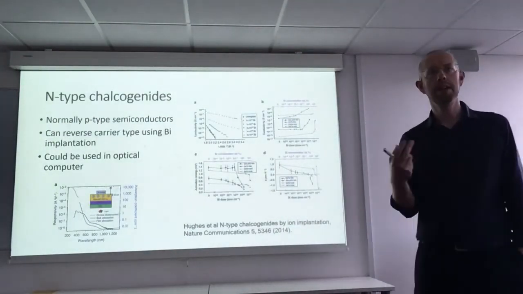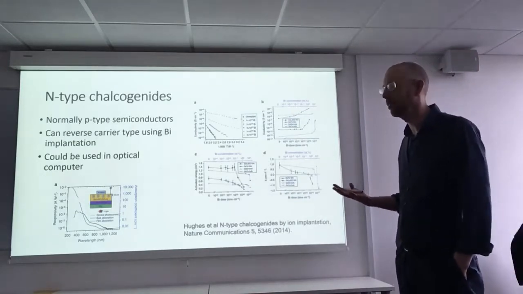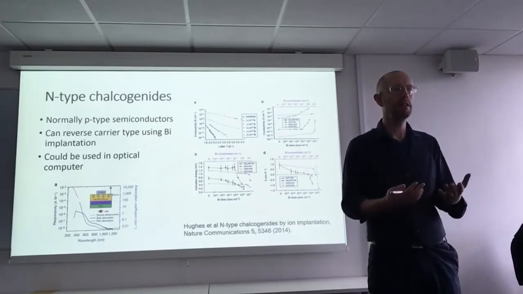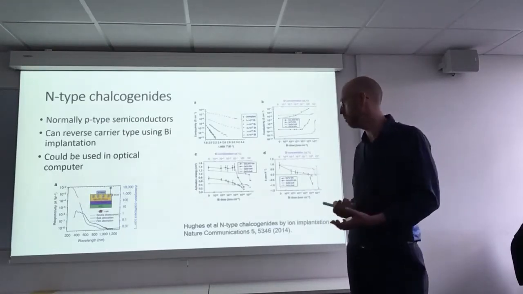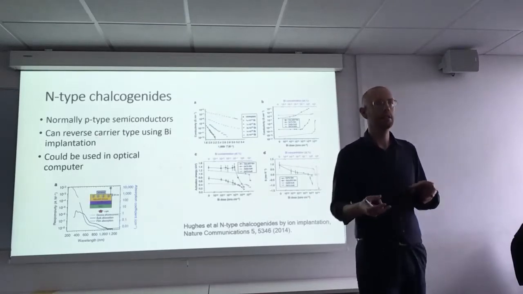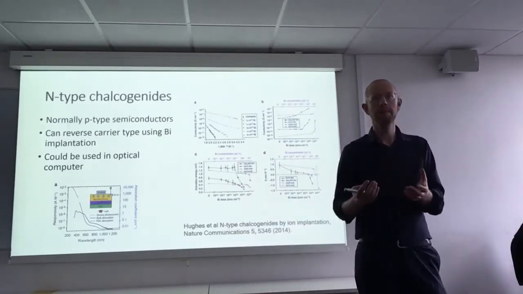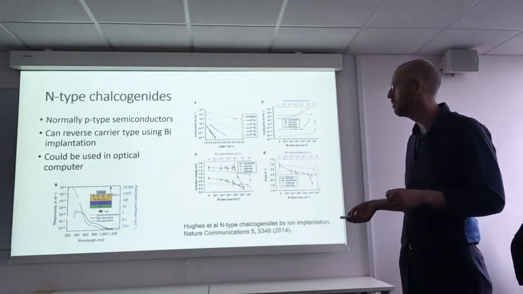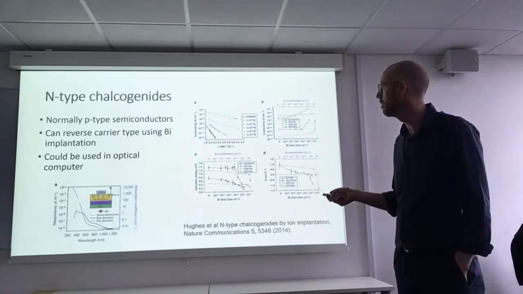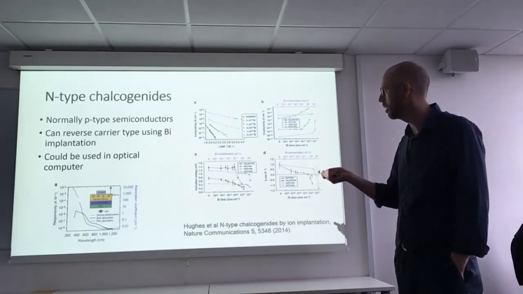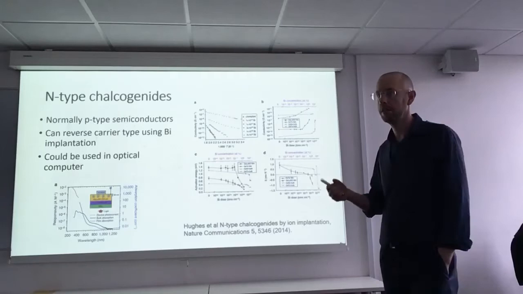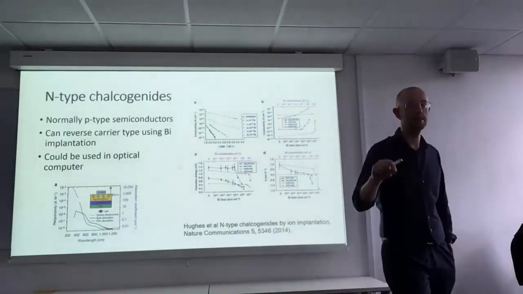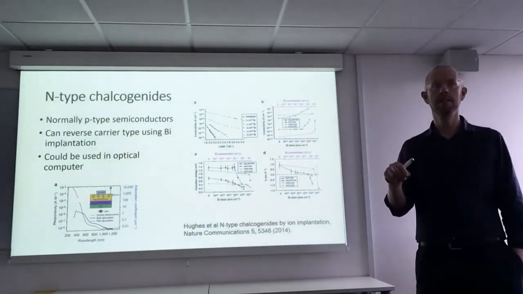So if you wanted to build some electronics using chalcogenide glasses, you need some way of making some of it N-type. Right? So if you're going to build any transistors or diodes or anything using this glass, which could potentially then be used to make some optical computer, then you need some way of changing the carrier type. And I figured out a way of doing it using bismuth implantation. So implantation is the technology that's used in the fabrication of microchips to get impurities into the silicon. It's impurities that you need.